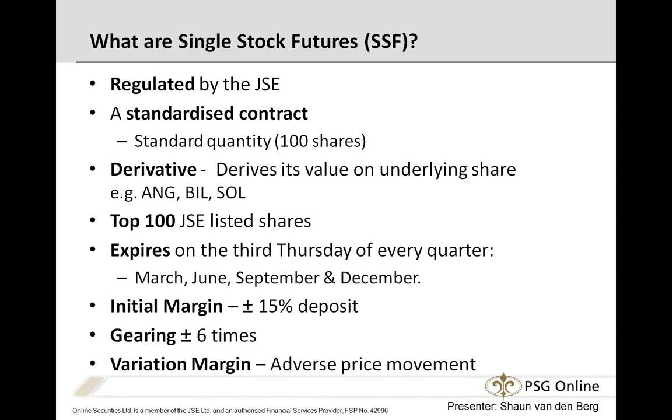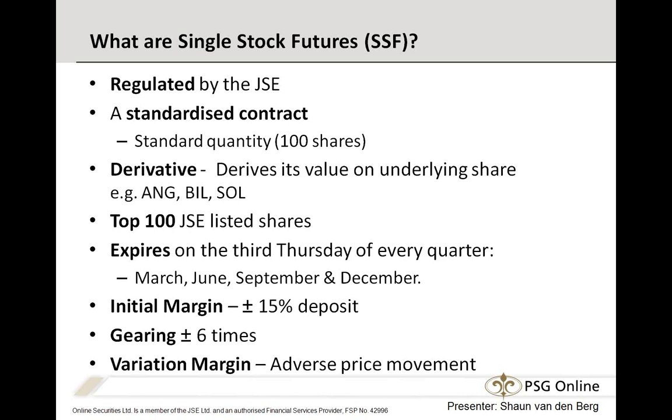The big thing about single stock futures is that they are standardized contracts. Everything's the same. You can buy a minimum of one contract, and one contract equals 100 shares. You can't buy less than one contract. Remember, it's a derivative, it derives value from the underlying share. We only take the top 100 companies. But single stock futures do have a life. In other words, they trade for roughly 90 days, or a quarter. So on the third Thursday of every quarter, we roll over to the next contract. A week or so ago, we had the September futures closeout, and we've rolled over into the December contract.